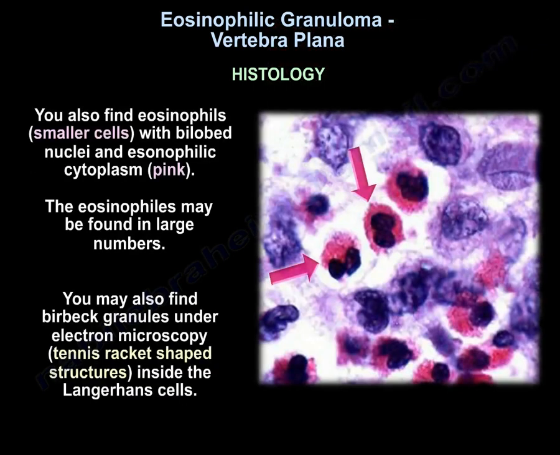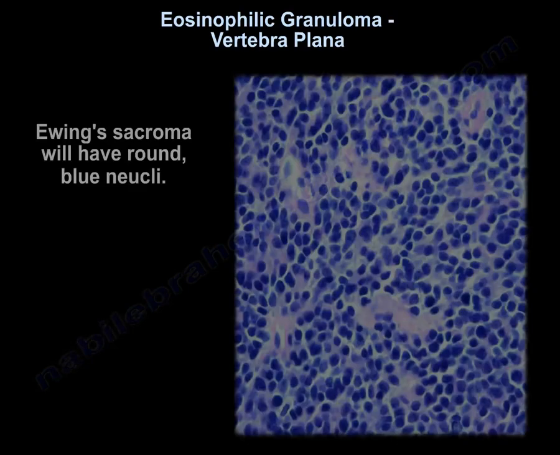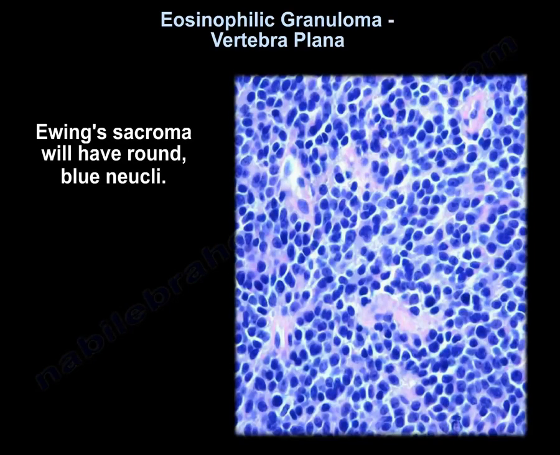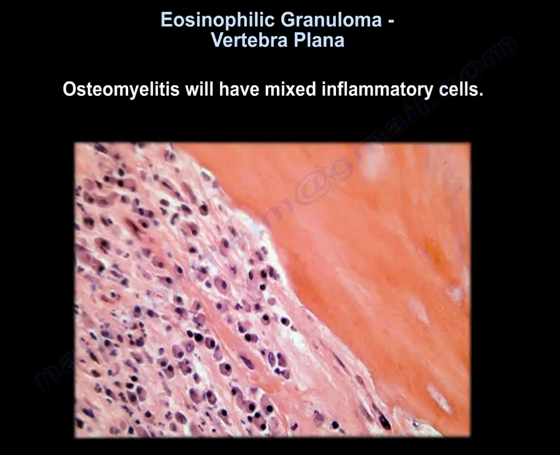You also find eosinophils, smaller cells with bilobed nuclei and eosinophilic, pink cytoplasm. The eosinophils may be found in large numbers. You also may find Birbeck granules under electron microscopy, which are tennis racket-shaped structures inside the Langerhans cells. The Ewing's will have round blue nuclei. The osteomyelitis will have mixed inflammatory cells.